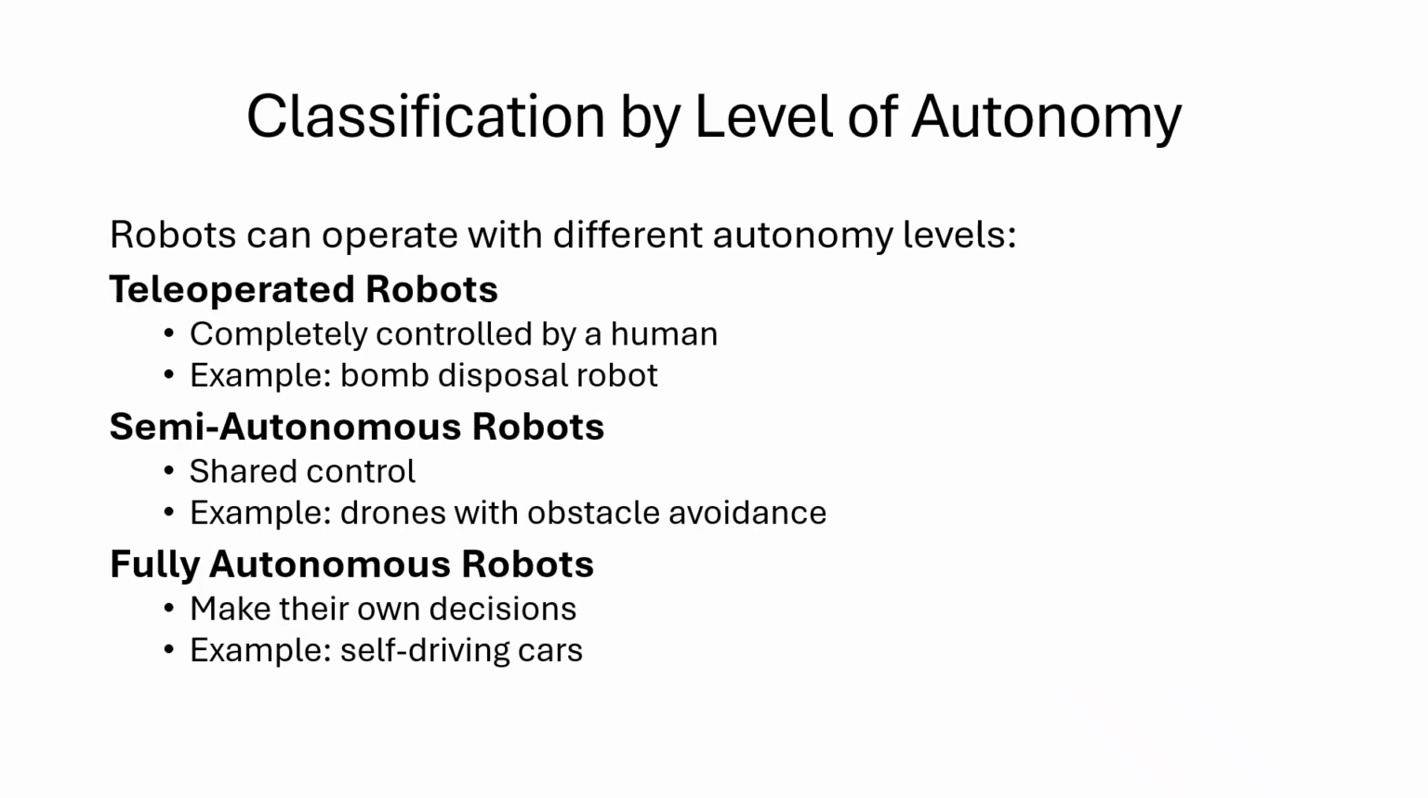When considering robot classification by autonomy, teleoperated robots are fully controlled by humans, for example a bomb disposal robot. Likewise, the other one is the semi-autonomous robots, which share control between the human and the machine. Drones with obstacle avoidance are a good example of this type. And the fully autonomous robots can decide their own tasks, like self-driving cars and so on.